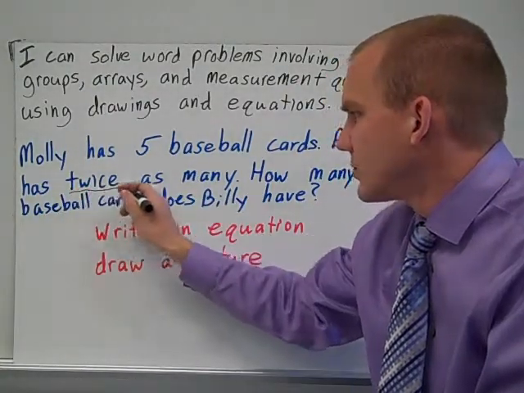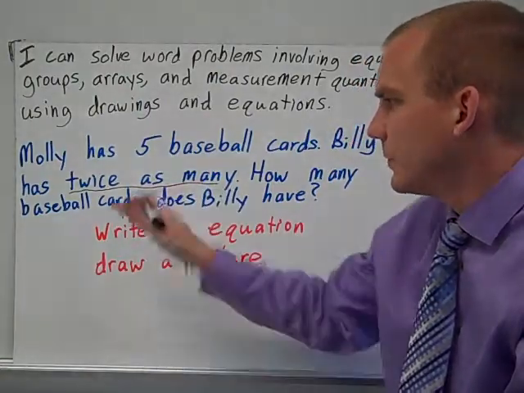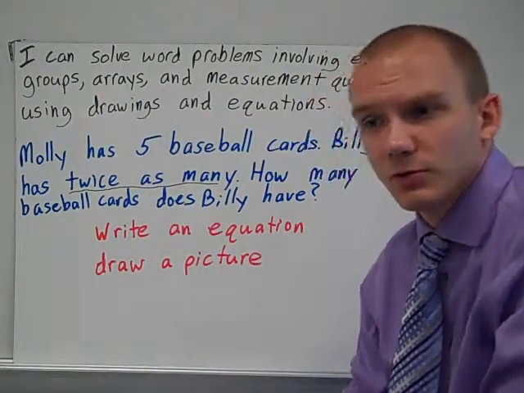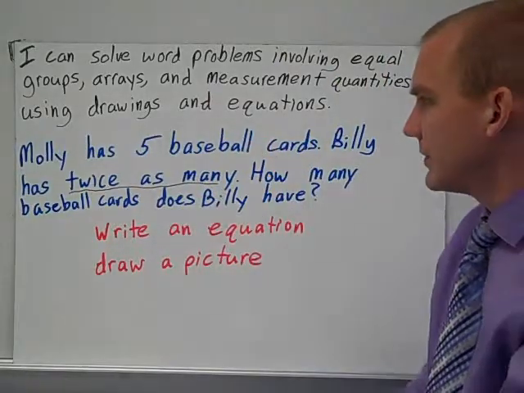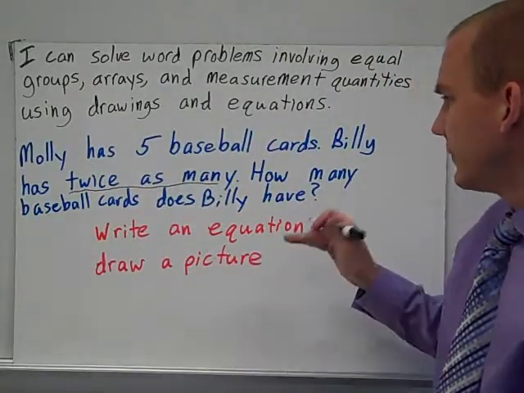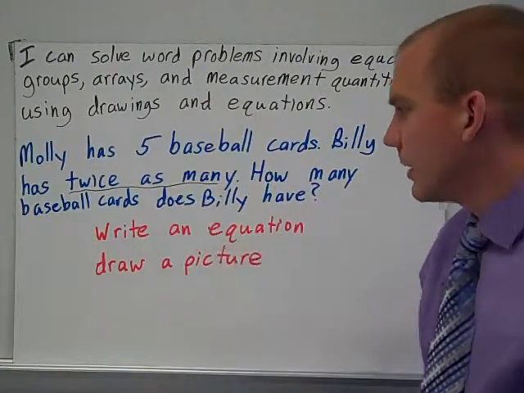Your measurement quantity here is twice as many. Twice, just so you know, means 2. So twice as many, so like 2 times as many as Molly. So write out an equation, try to figure out the unknown, which is how many baseball cards does Billy have?